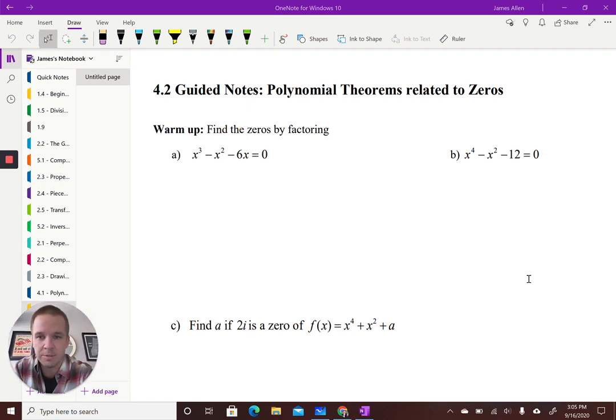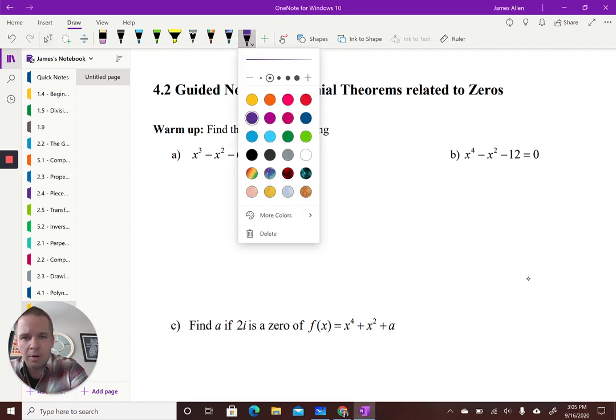Okay, so we're going to hop to it here. We've got to find the zeros by factoring. This is just a little warm up, and then we're going to pop into some exciting things that you've seen before a little bit. We're going to go a little further. All righty. Let me get a suitable color here. I'm going to go with purple on this one.